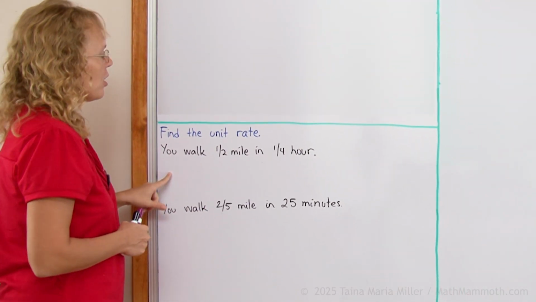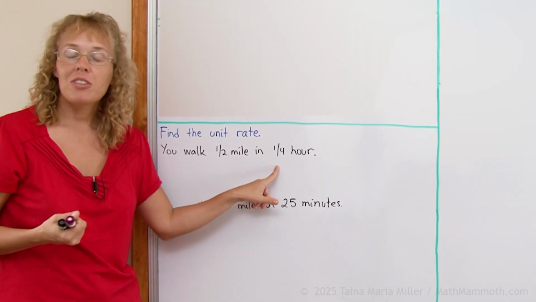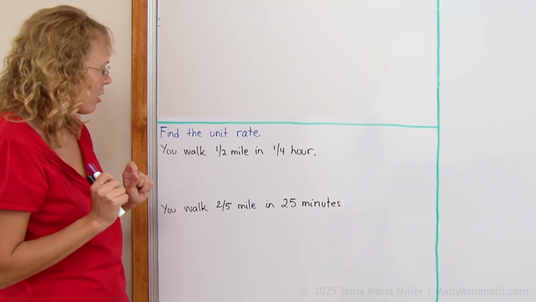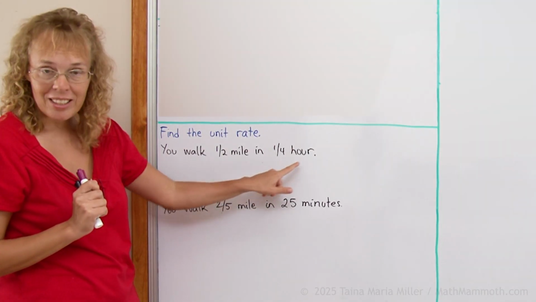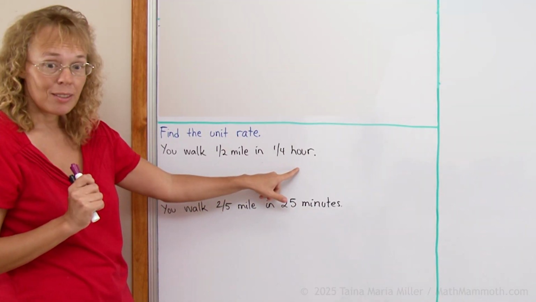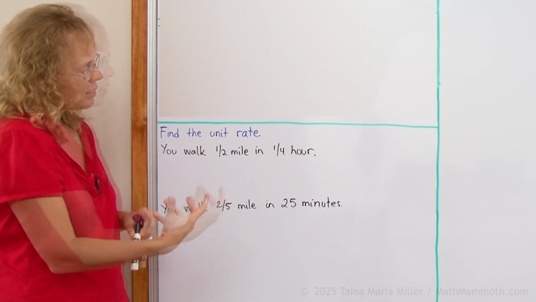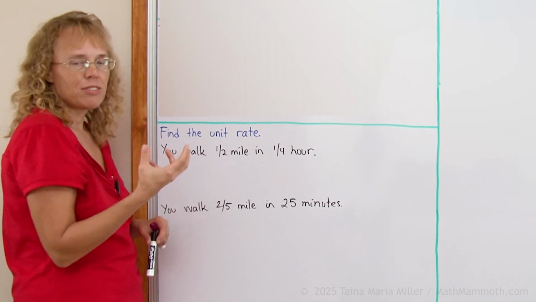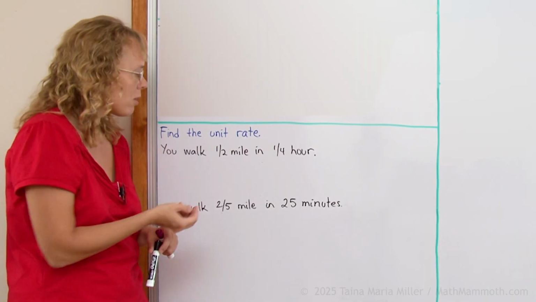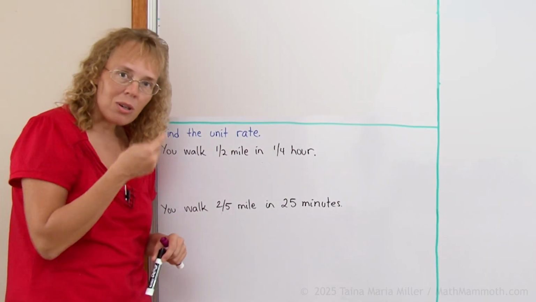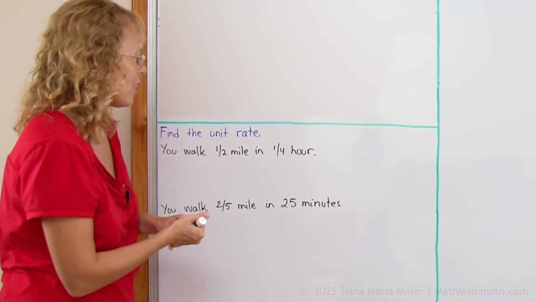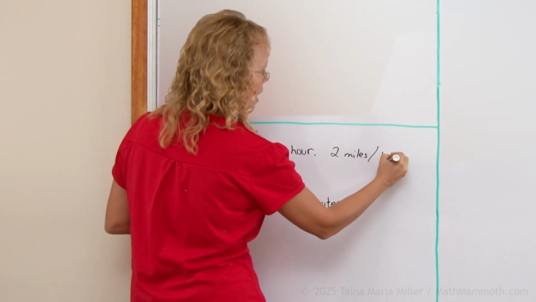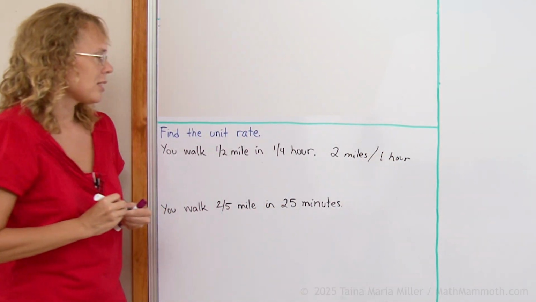Find the unit rate here. You walk half a mile in 1/4 of an hour. Since we want the unit rate, we are looking for how many miles in 1 hour. And this is 1/4 of an hour, it's 15 minutes. If you walk half a mile in 15 minutes, then in half an hour you would walk a mile. And in an hour, you would walk 2 miles, right? So the answer is 2 miles per 1 hour. We just figured it out.